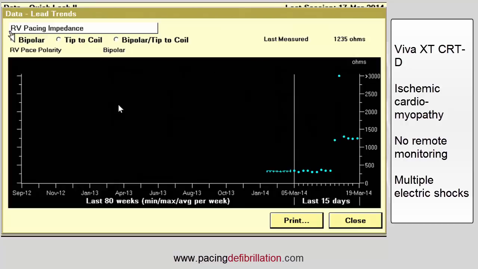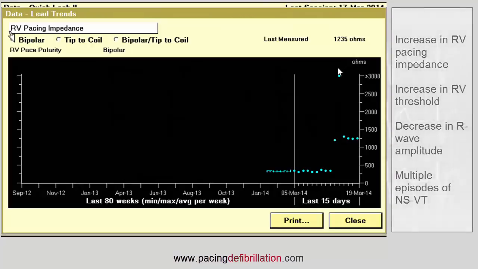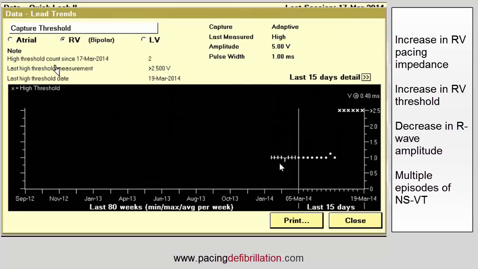If you look first at the curve of the RV pacing impedance, you can see first normal values and then a sudden increase in the values with an abnormal value over 3000. You can see here the same pattern in terms of RV automatic pacing threshold, with first a normal value at around 1 volt and then a sudden increase in the pacing threshold.